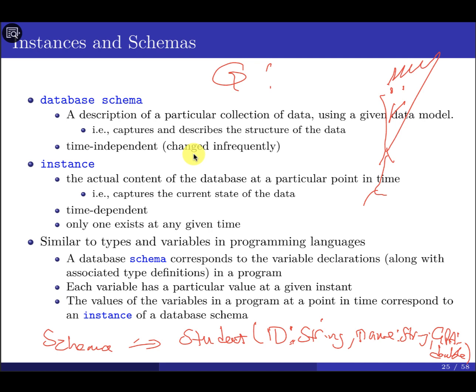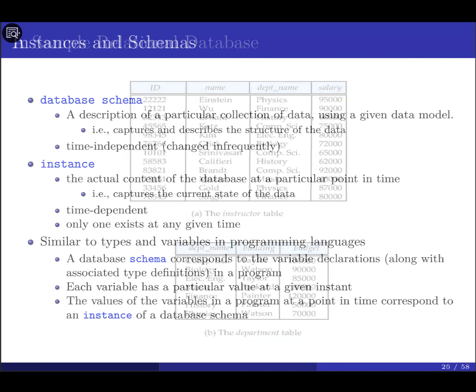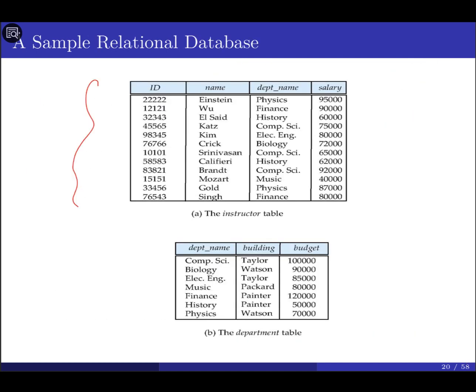The instance is the actual content of the database at a particular moment or point in time. It's going to capture the current state of the data. So what is the instance of this relation for the student? Let me give you an example. Go back here. This is the instance of the structure table. This is the instance of the department table. This gives me the actual content of the database at this time.